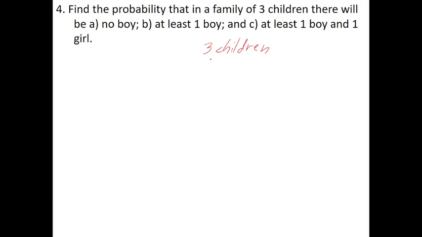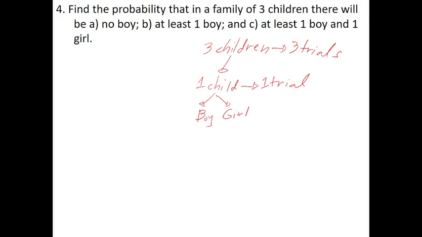So, 3 children. So, we consider only 1 child. Sabihin niyan, 3 children, 3 trials. Kumbaga, 3 trials sa isang experiment. 1 child, ibig sabihin niyan, 1 for every trial. For every trial, 1 child. So, ang child na yan, it's either boy or girl. Could be boy or girl. Wala nang iba, boy or girl lang, no?